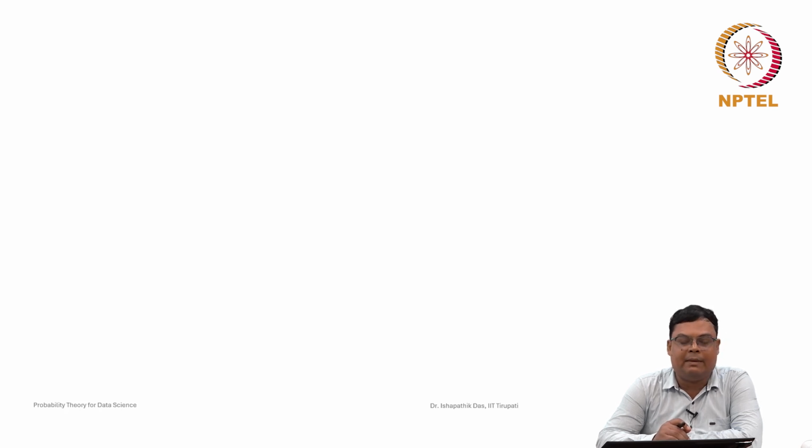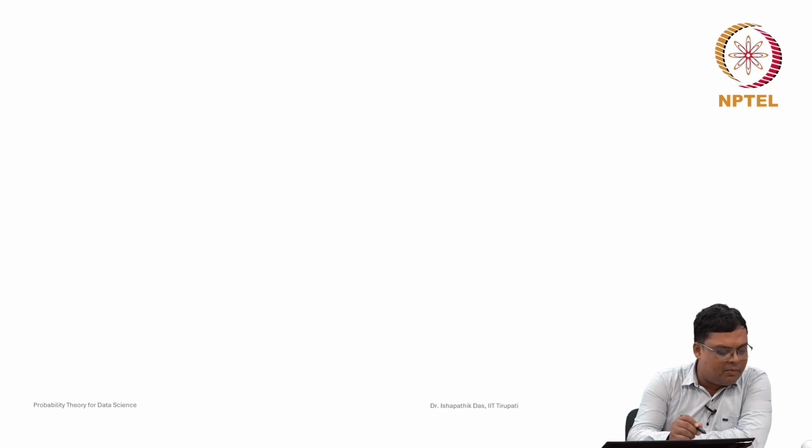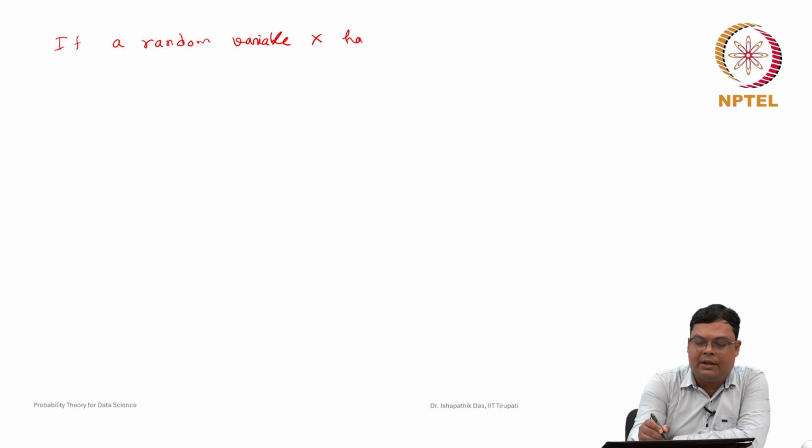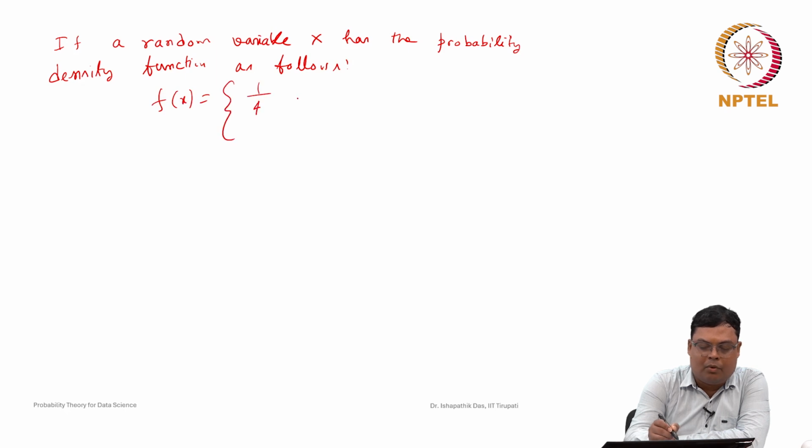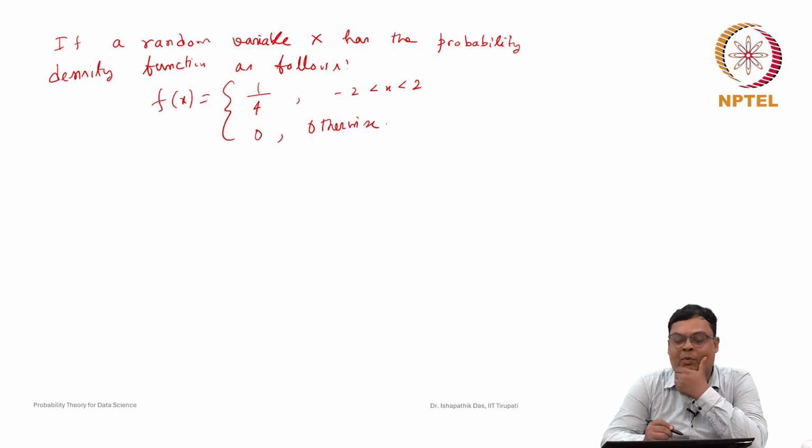Suppose a random variable x has the probability density function given as follows. f(x) is equal to 1 by 4 for minus 2 less than x less than 2, and this is equal to 0 otherwise. Okay. So, this is called a uniform random variable.